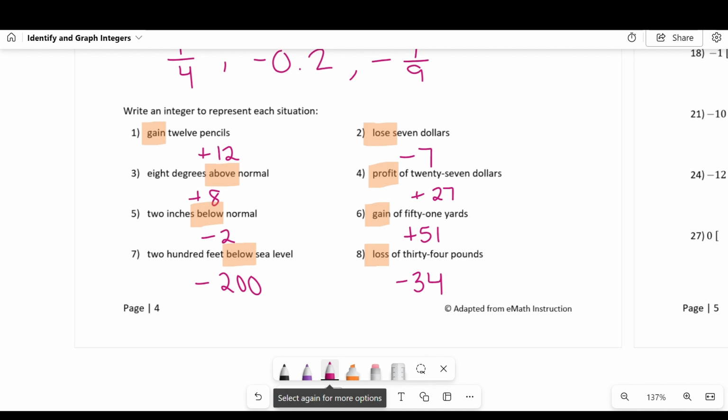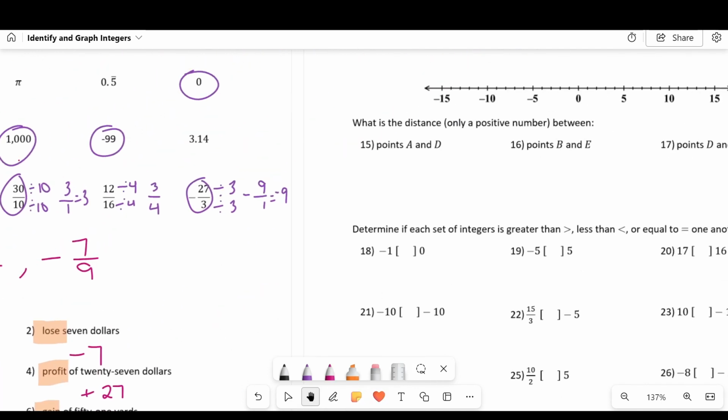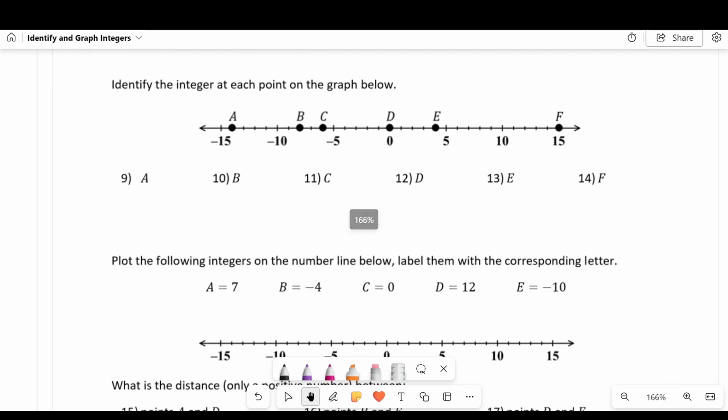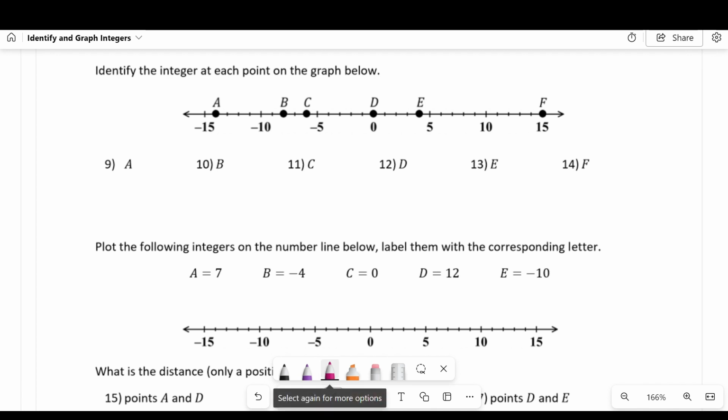Okay, let's take a look at the next page. Identify the integer at each point on the graph below. Okay, so A is here. If you notice, this is negative 15 and this is negative 10. So let's start at negative 10 and let's count down, which really, it's kind of like counting up, but they're negative. So we're really counting down. So negative 10, negative 11, negative 12, negative 13, negative 14.